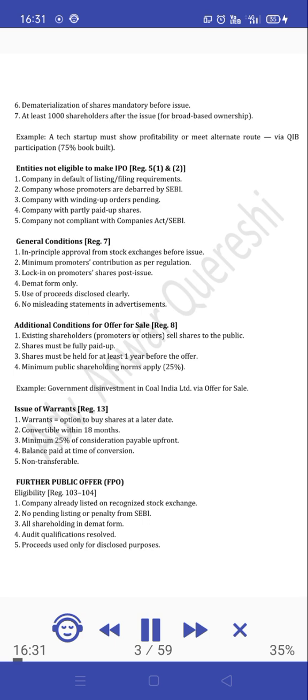2. Convertible within 18 months. 3. Minimum 25% of consideration payable upfront. 4. Balance paid at time of conversion. 5. Non-transferable. Further public offer, FPO, eligibility, Reg.